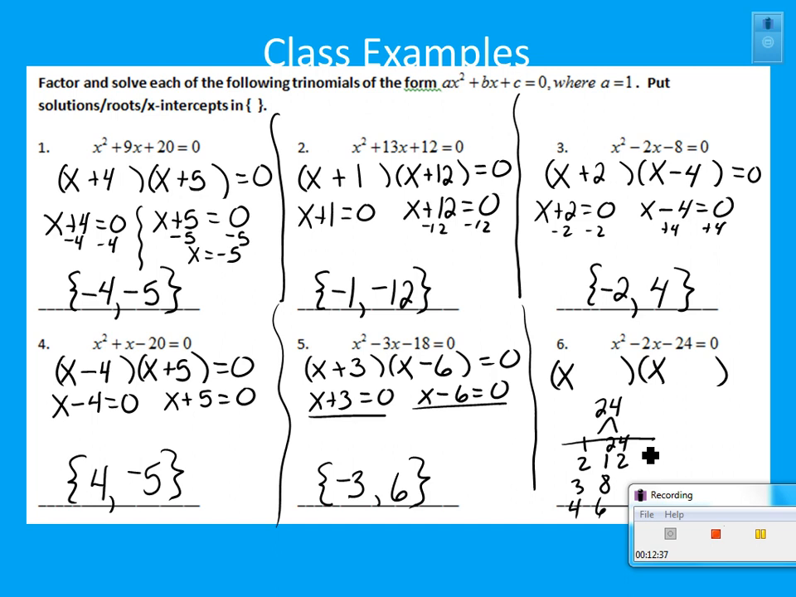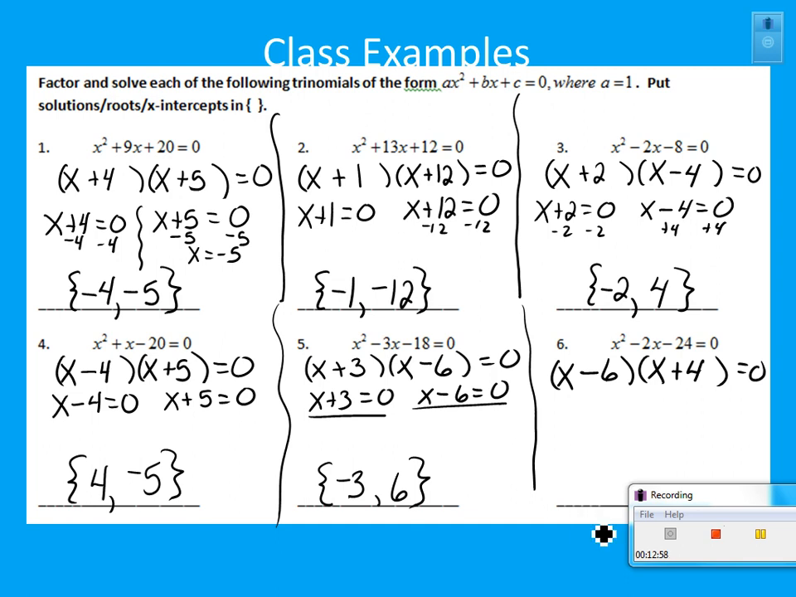Can't be 1 and 24. Can't be 2 and 12. Can't be 3 and 8, because that would have to be an 11 or a 5. So I need to use a 4 and a 6. I need to get negative 2, so I'm going to go minus 6 plus 4. And then we set each of those equal to 0.